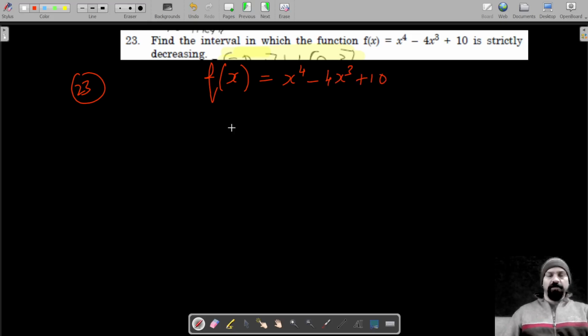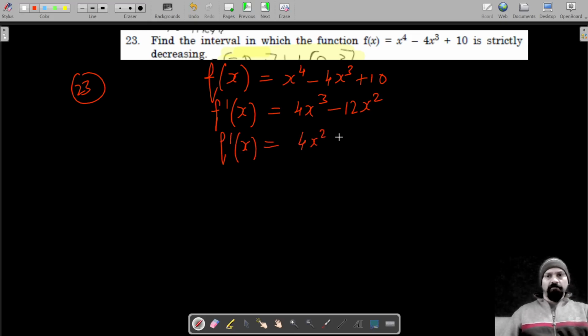Okay, for question number 23, we have to find the interval in which the function is strictly decreasing. Our function is f of x is equal to x raised to the power 4 minus 4x cubed. Now let's find the first order derivative. This is equal to 4x cubed minus 12x squared. So f dash x is equal to, taking 4x squared common, 4x squared into (x minus 3).